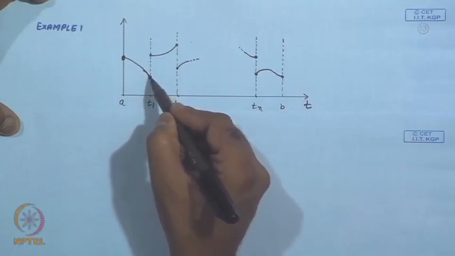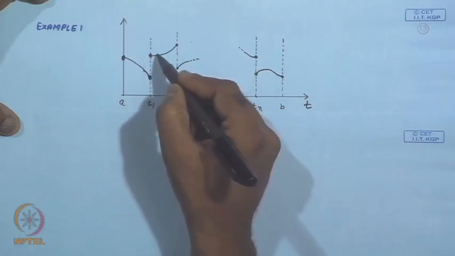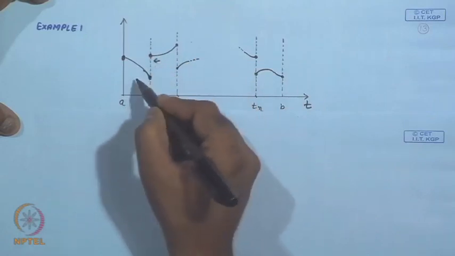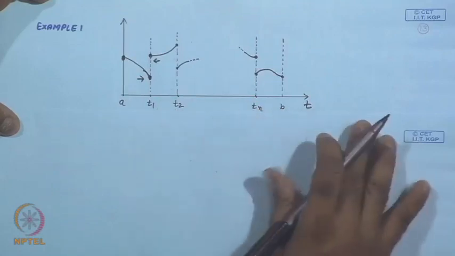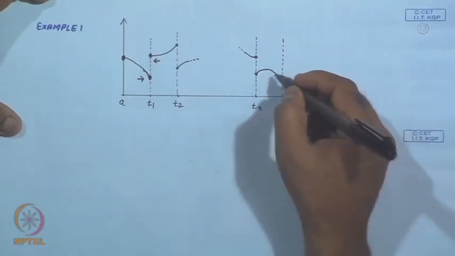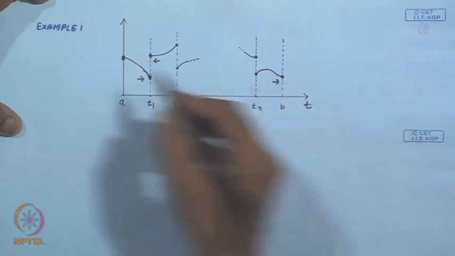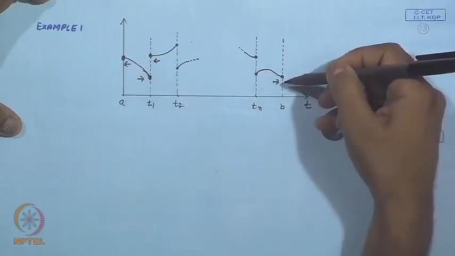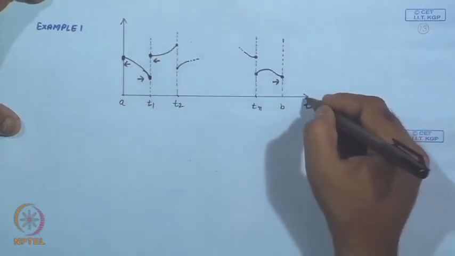as t approaches t1 from the left side or from the right side, both should exist at all these points of discontinuity, and here the right limit as t approaches b should also exist. So this is a typical graph of a piecewise continuous function.